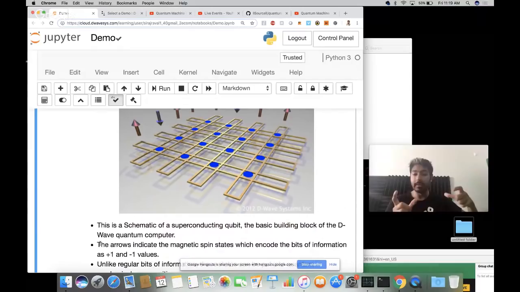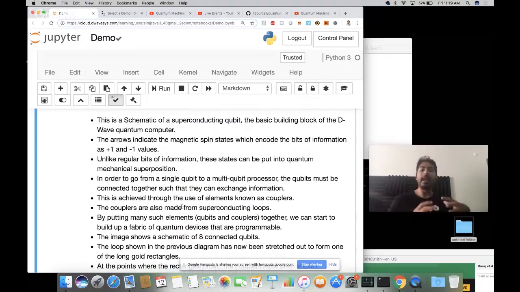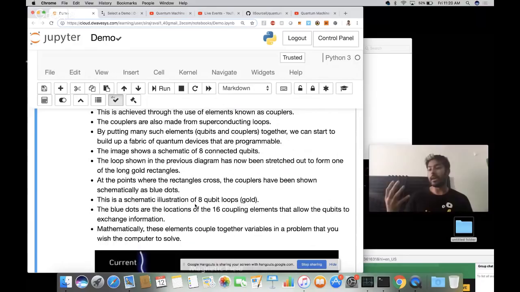So here's what it looks like. In this image, we are seeing these gold strips. These are qubits. There are eight qubits here, 4x4. And the blue dots represent what are called couplers. They're couplers for these qubits. And what the couplers do is they're made from superconducting loops, and they put many elements together, and they allow these qubits to interact with each other. And right, the more qubits we have, the faster our computer is. In fact, we see an exponential speed up where n is the number of qubits.